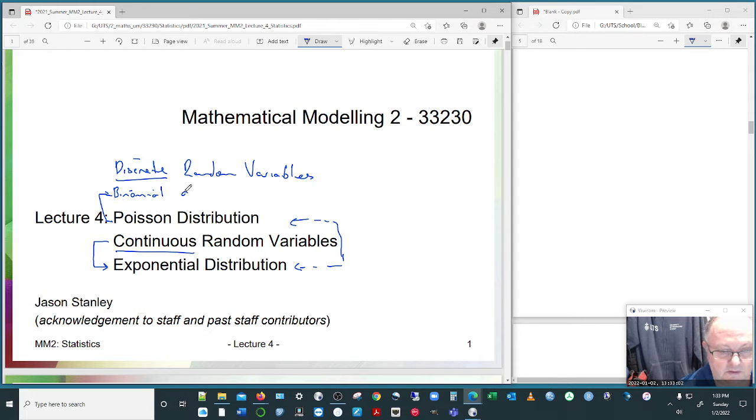Binomial distributions and Poisson are the discrete type, and so all of the definitions that we looked at relate to that. Continuous random variables will have their own set of definitions, which we'll cover today, and the exponential, but then we've got this oddity here where Poisson and exponential are often used together. So I'll point them out as we go along.